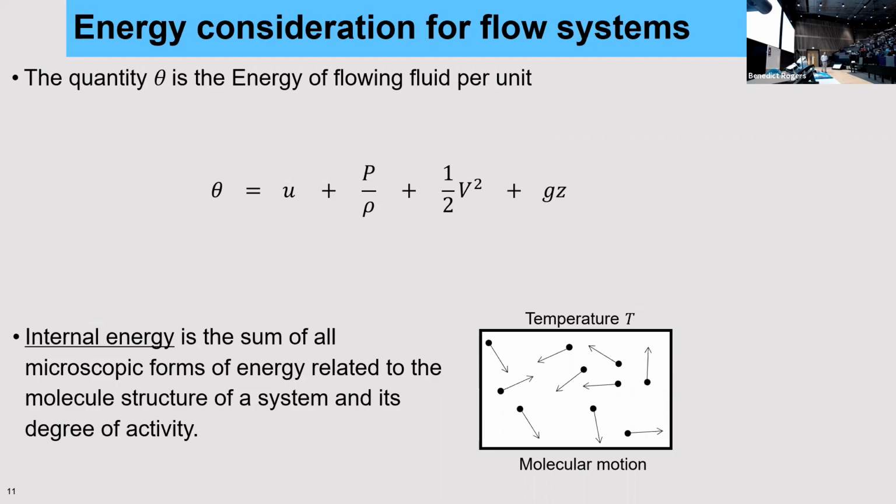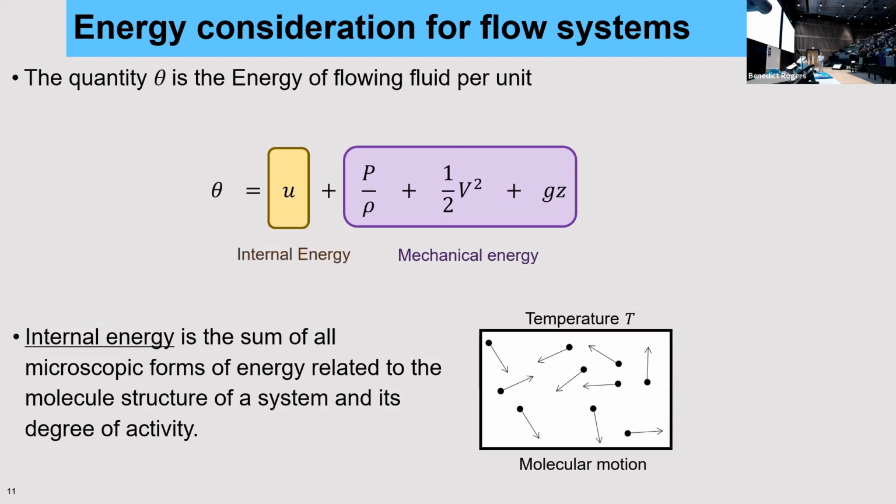So theta is given as the sum of the mechanical energy, which we met with Bernoulli in the last two lectures, plus the internal energy. A fluid, whether it's a gas or a liquid, has an internal energy. And the internal energy, as I've written here, is the sum of all the microscopic forms of energy related to the molecular structure of a system and its degree of activity. So you know this already.